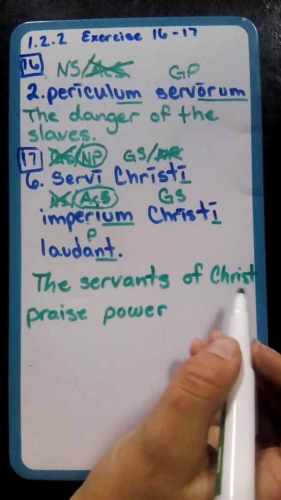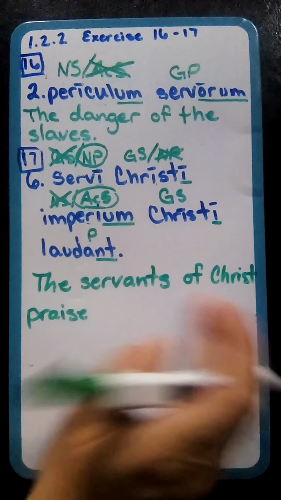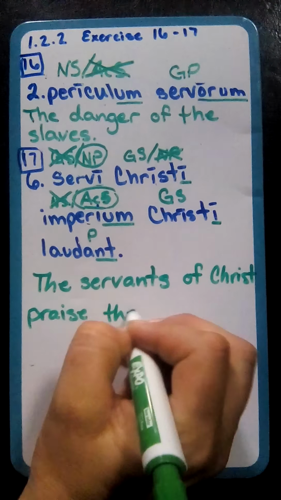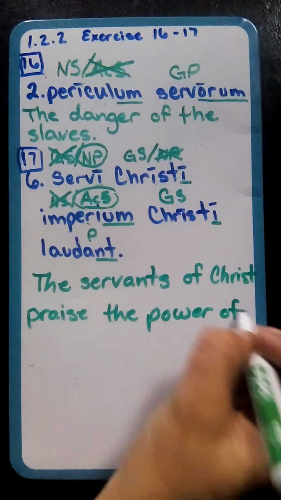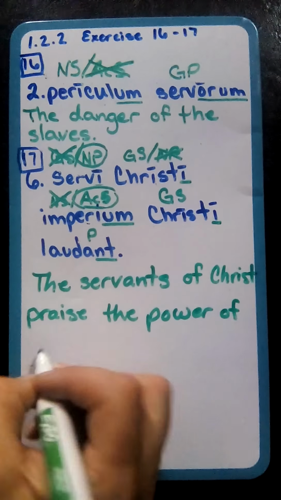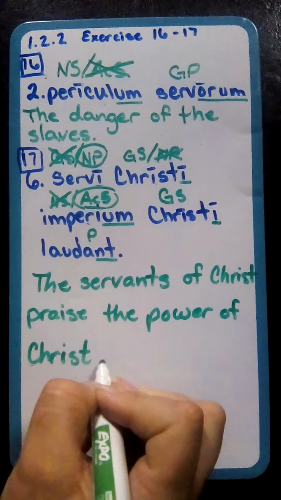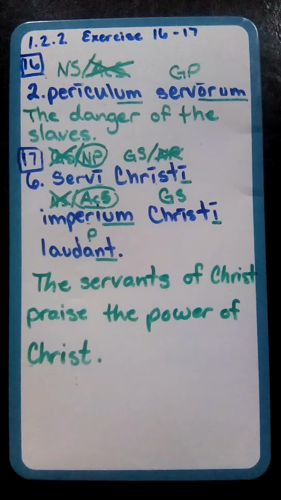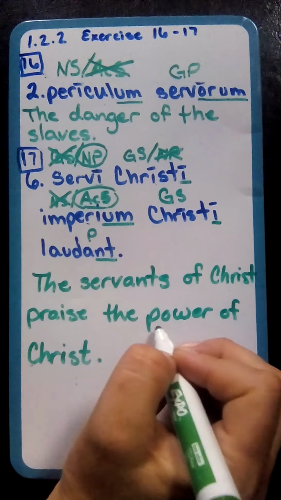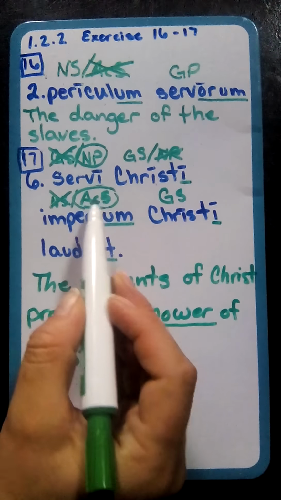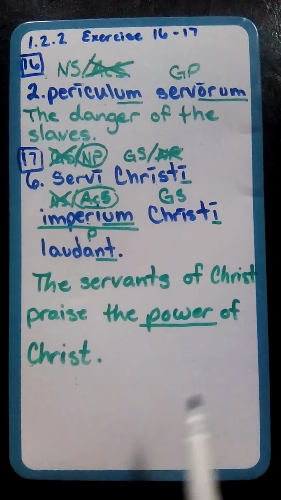So the servants of Christ praise. Oh, I'm going to write the power. That would make more sense. The power of, here's our genitive of, and then of Christ. And it asks us to underline our direct object. Well, what's being praised? The power is being praised. We have our accusative right here that tells us that imperium is the direct object.